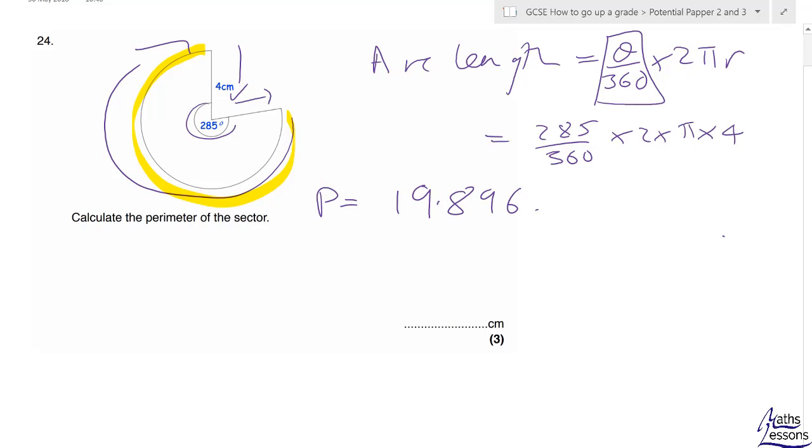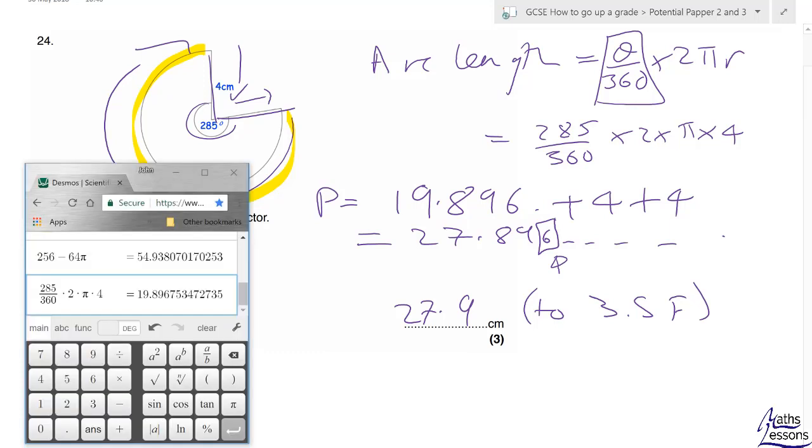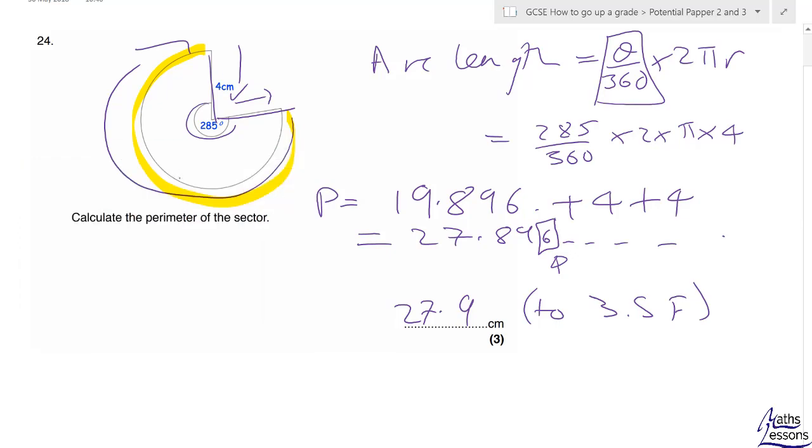19.896. Add on 4 here and 4 here. So it's going to give me 27.9, should we say, to 3 significant figures. And if you want to write more, 27.896 and so on. Whatever your last number is, make sure you've rounded it correctly though. Don't just truncate. This is a truncation because I haven't even bothered to look at it. If you look at the number, it would have been rounded up. I would have had to change that into a 7 to get that correct.